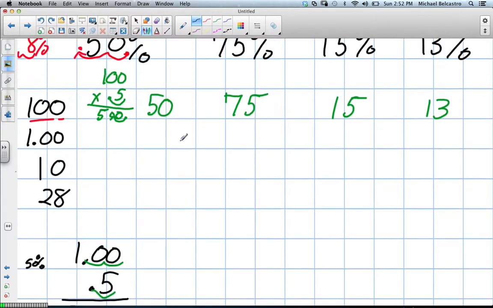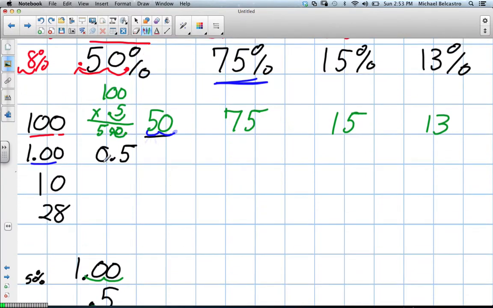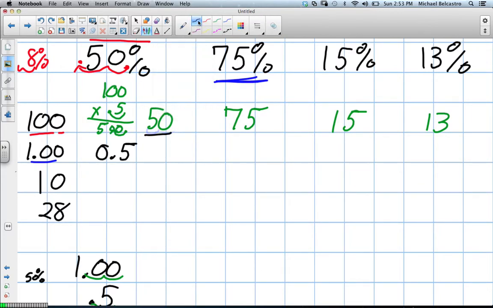So let's go back up to our answer. Instead of being 50, we're at 0 decimal 5. Well, the actual number itself isn't the same. The only difference is the decimal place used to be back here and it moved. Okay? So if that's the case, what would 75% of 1 be? 0 decimal 75. That's right. And then 0 decimal 15. 0 decimal 13. Now, I do want to draw your attention to what if these were dollar values? That'd be 13 cents, 15 cents, 75 cents, 50 cents.